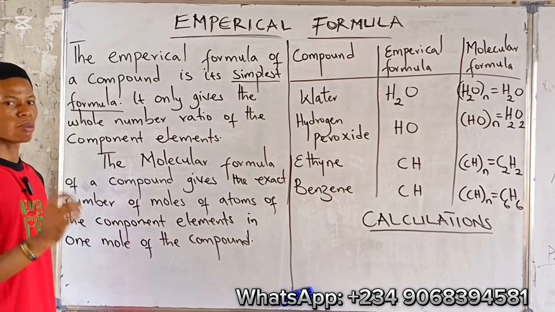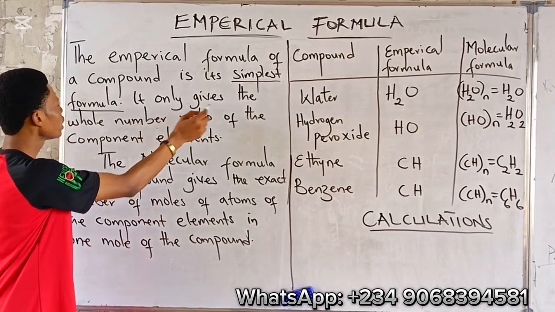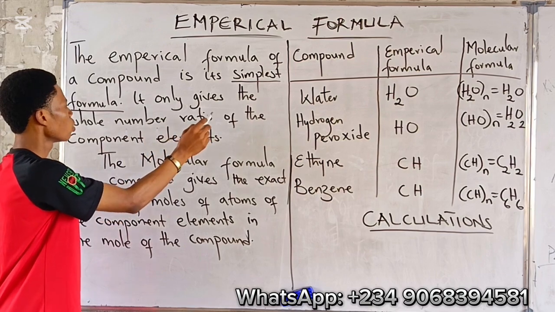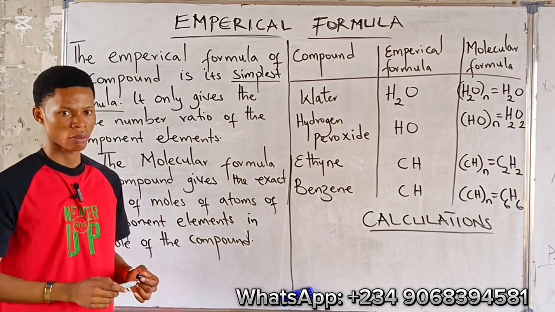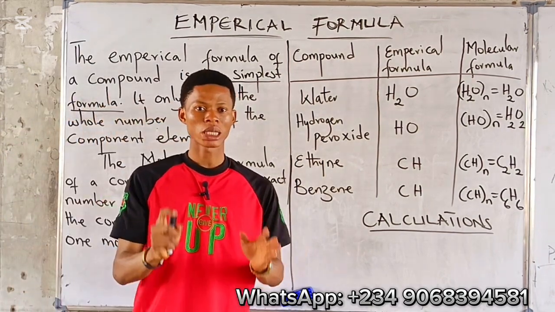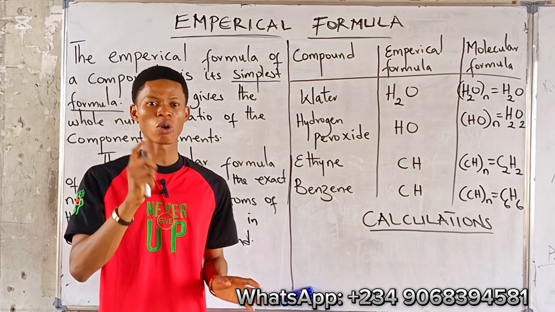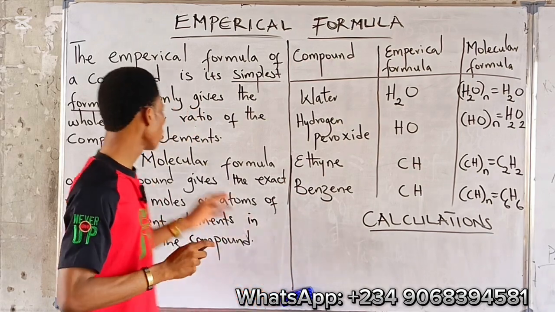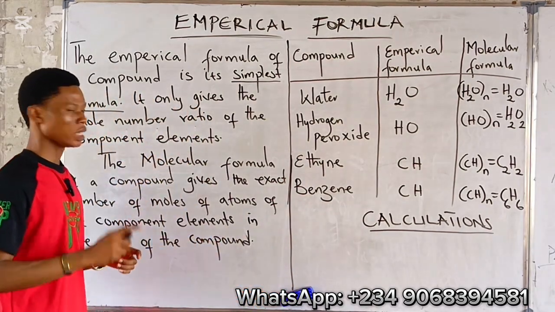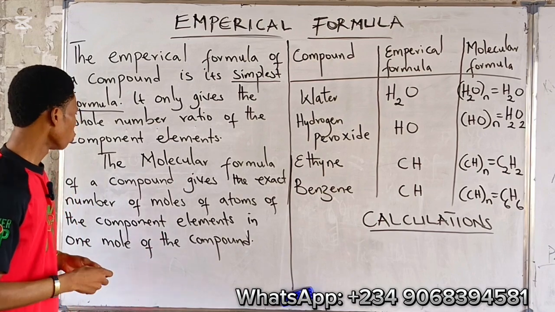Now, one thing you should note about empirical formula is it only gives the whole number ratio of the component elements. So, the empirical formula is the simplest formula and it gives only the whole number ratio of the elements in that compound. Good. All right.